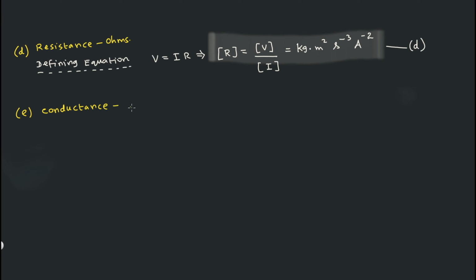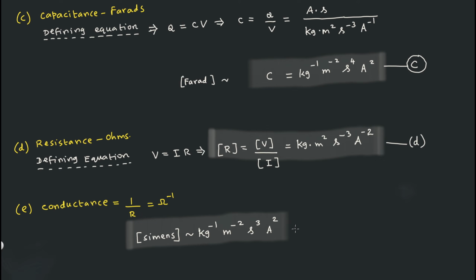So the conductance is actually 1 divided by the resistance. So that is essentially an ohm inverse. That is the definition. So ohm inverse is the definition. So the defining equation is simply 1 divided by R. That itself is the defining equation. So you have to now write down whatever is there for the resistance, and write down the corresponding dimensions. So that would be in equation number E.